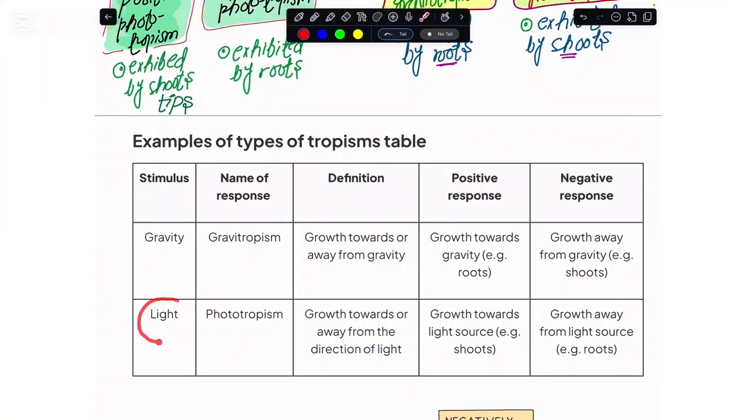Likewise, as I have mentioned earlier, when we talk with context to the light stimulus, the name of the response would be phototropism, and this by definition is that the plants either grow toward or grow away from the direction of the light. We have to consider both aspects here. If there is a positive response in terms of the light, this is positive phototropism, and this would be the growth of the shoots toward the light source. And if there is a negative response in case of the light, which we refer to as negative phototropism, that would be the growth of the roots away from the light source.